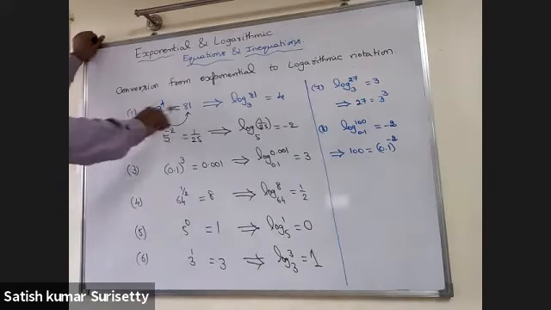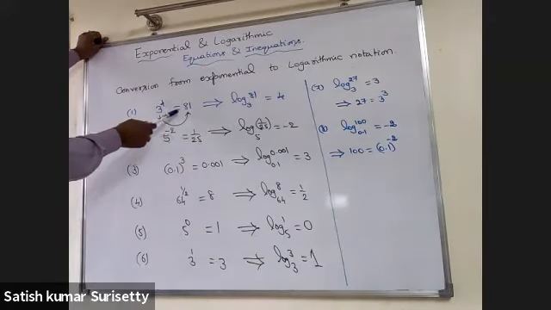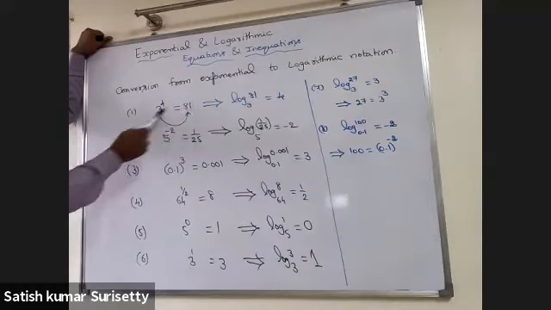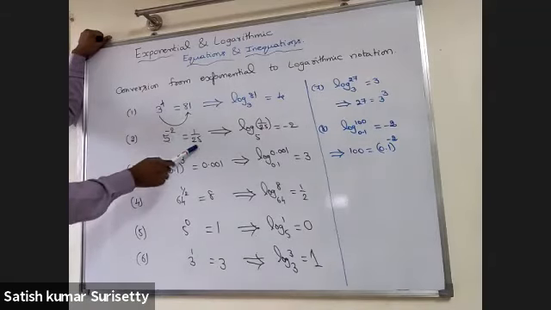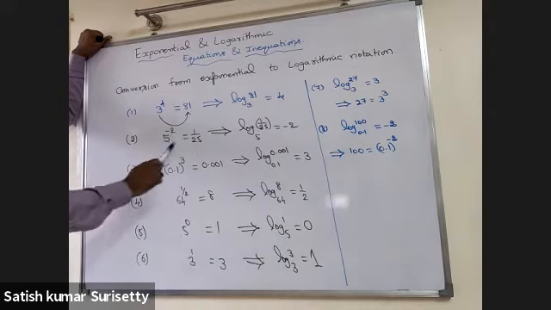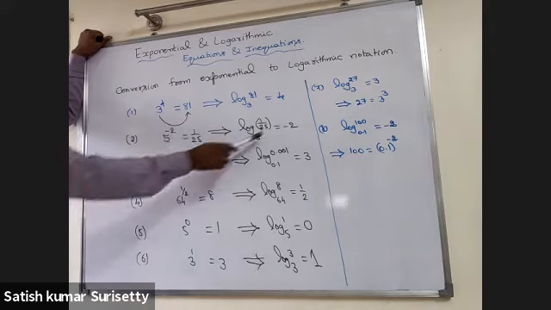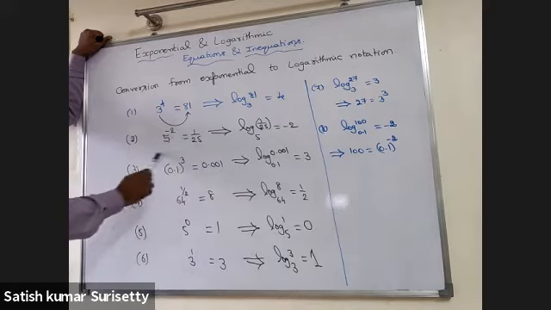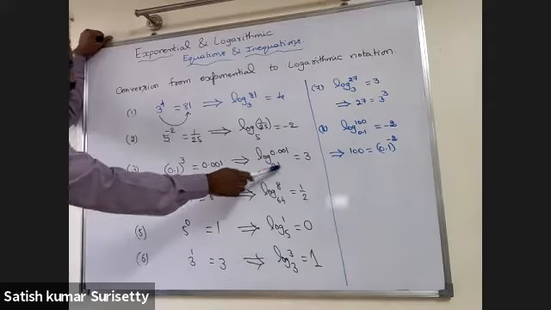Conversion from exponential to logarithmic notation. 3 to the power of 4 equals 81. This is the exponential notation. Now to convert this to logarithmic notation, we write log of 81 to the base 3 equals 4. 5 to the power of minus 2 equals 1 by 25. From this, the logarithmic notation is log of 1 by 25 to the base 5 equals minus 2. Next, 0.1 whole cube equals 0.001. Conversion to log notation is log of 0.001 to the base 0.1 equals 3.